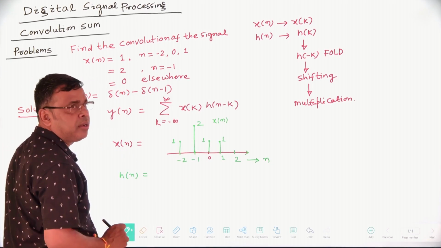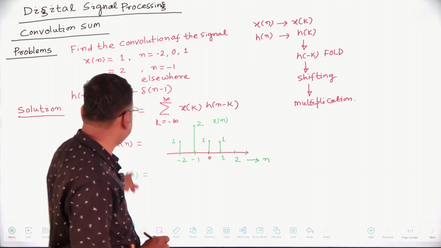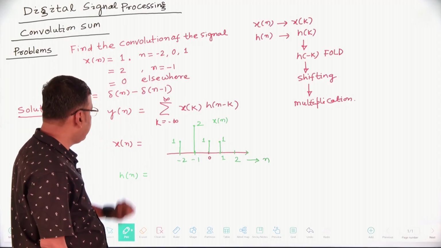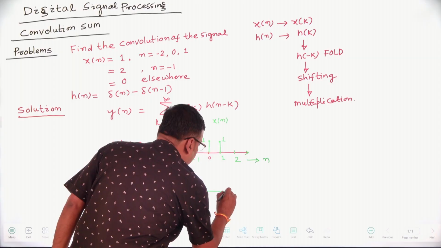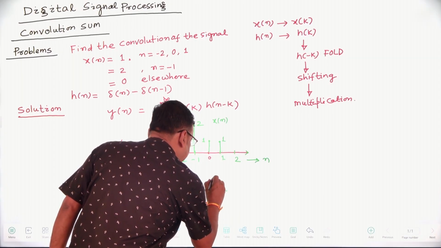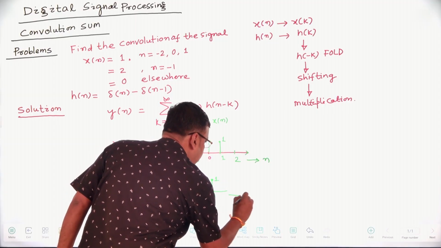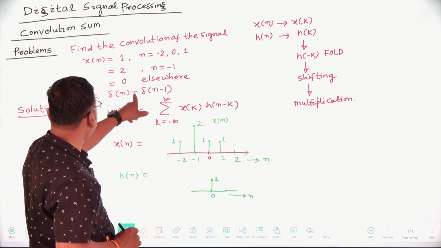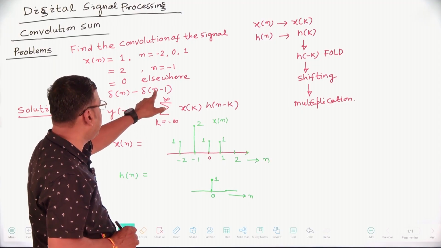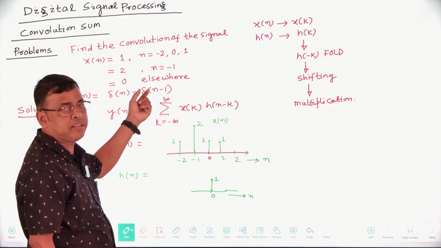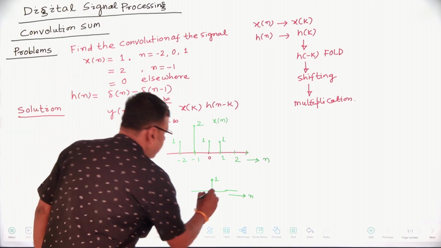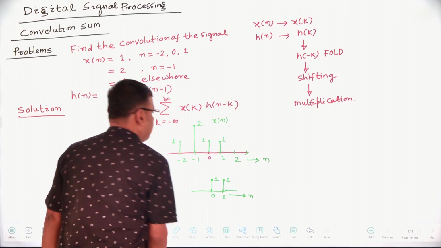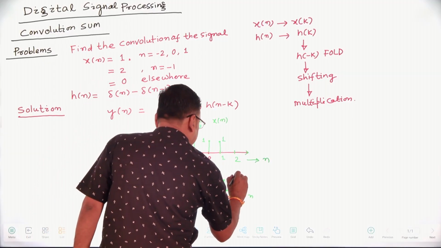Here del of n is nothing but your impulse signal, whose amplitude is also 1. Del of n means for n equal to 0, the impulse signal exists. For n equal to 0, del of n is 1. This is your n, and this is your h of n. For n equal to 0, that is 1. For del of n minus 1, this impulse exists at n equal to 1. For n equal to 1 also, there is a unit impulse signal, whose value is 1 here. If this is your n, this is your h of n.